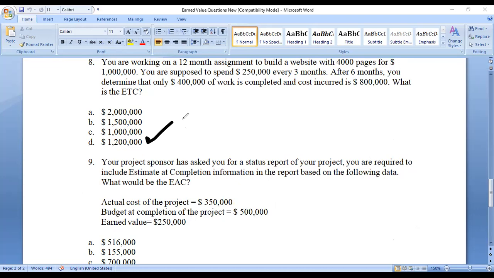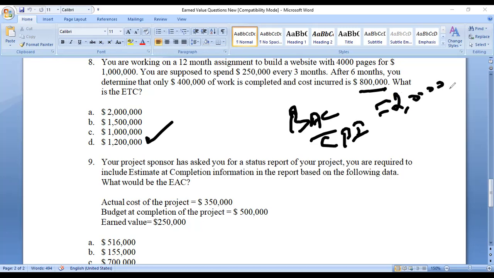You're able to get that? Yes. We know our actual cost is 800,000. We don't know EAC, so we are using a formula, BAC divided by CPI. So this is giving us what? 2 million, right? So 2 million we found out. 2 million minus 800,000 will be 1.2 million.